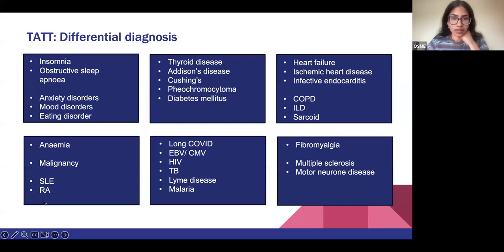Finally, infectious causes of tiredness. So long COVID. You can just ask about any recent viral illnesses. EBV and CMV are causes of mononucleosis, so if it's a young person, for example recently moved to uni, with very prominent lymphadenopathy. HIV, TB, Lyme: you can cover all of those with foreign travel and other risk factors for HIV.